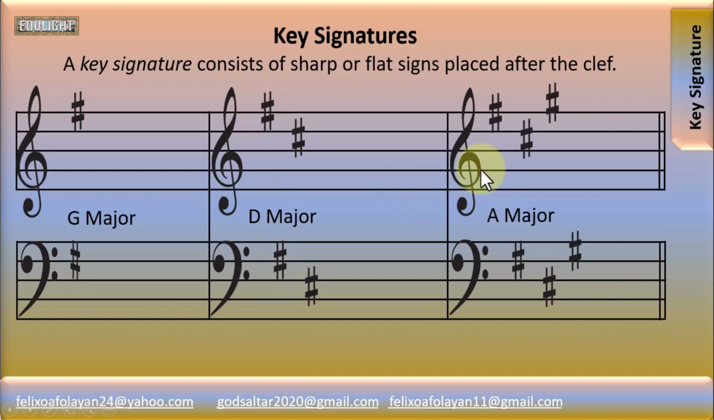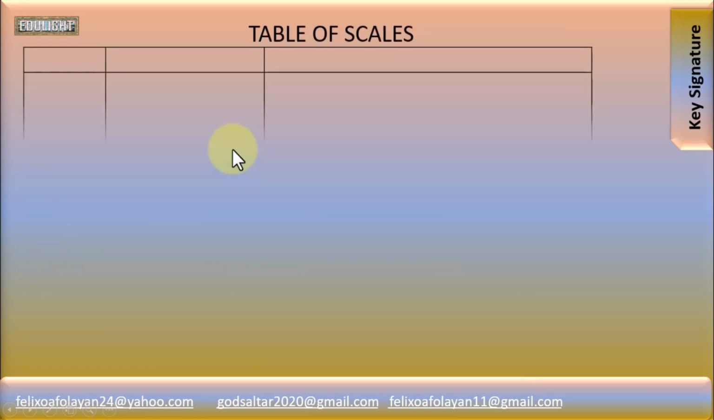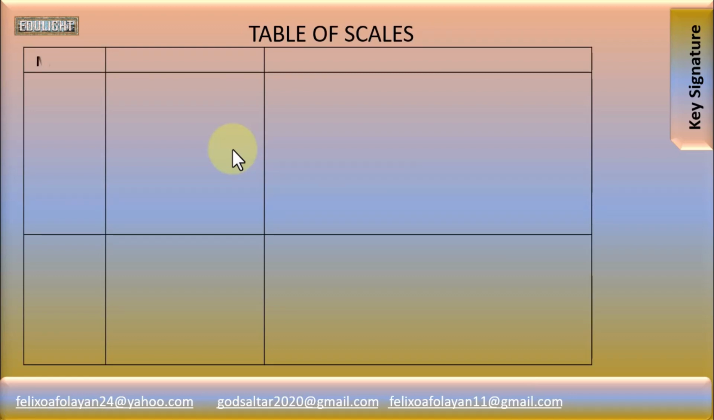A major has three sharps. You will see it now on the treble clef and bass clef. So this table below will give all the scales, but we want to focus mainly on major. Minor, you can go through yourself, and this is the key, the sign. This one is just for you to memorize.